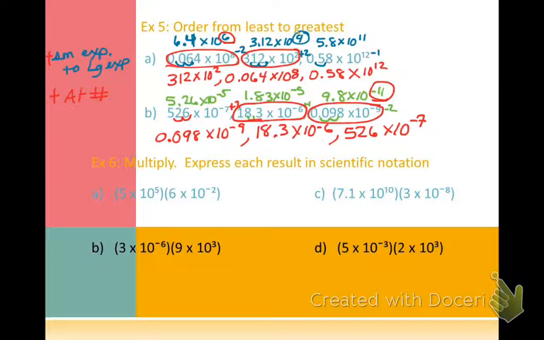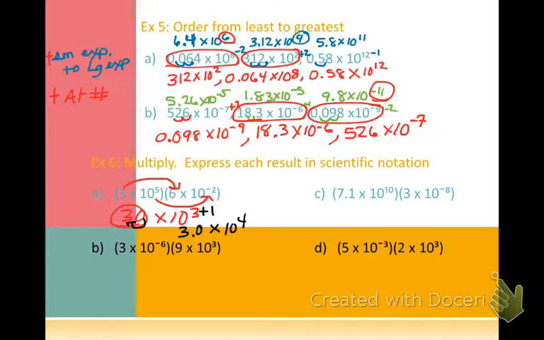Alright, so on this part you're going to multiply the two big numbers together, and that's 5 times 6, which is 30, times 10, and then here you're going to add the exponents. So 5 plus negative 2 is 3. Now, is 30 a scientific notation? No, it is not. So we're going to move the decimal over 1, and so I'm adding 1. So it's going to be 3.0 times 10 to the 4th.